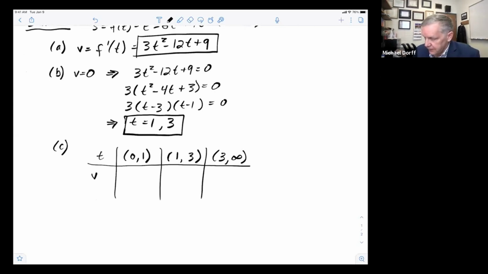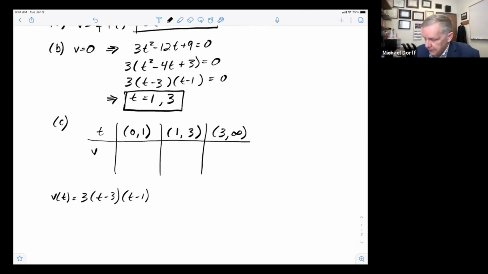Now, the easiest velocity equation to use is the last one we have, that of 3 times t minus 3 times t minus 1. So for the first interval from 0 to 1, I'm going to take a point in between 0 and 1, so I'll take a half. So when I do that, I get a half minus 3 and a half minus 1. It doesn't matter what the value is. I want to know, though, if that is a positive number or a negative number. And if I look at this, I have 3, which is positive. And then in the first parentheses, a half minus 3 is negative. And in the second parentheses, I have a half minus 1, which is also negative. So two negatives together gives me a positive. So that's positive. So I'm going to put a plus there.